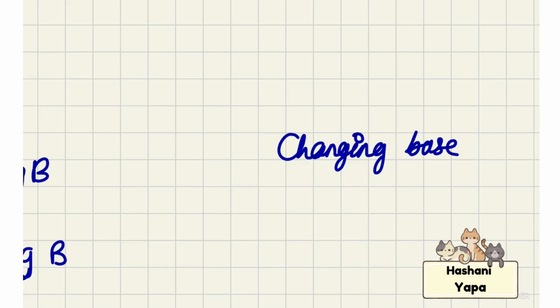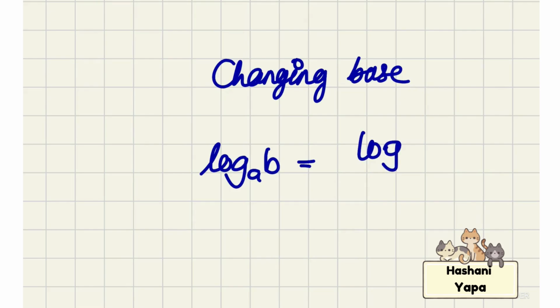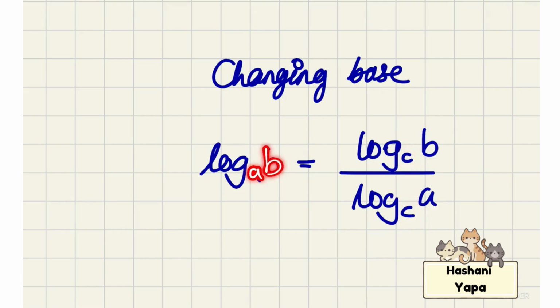Changing base. And what is that rule? If we have log_a b, I can write it as log_c b over log_c a. Now this c can be any number, but these two bases should be the same. The larger letter or number, b, we write on top in the numerator. The tiny one goes to the bottom, to the denominator.